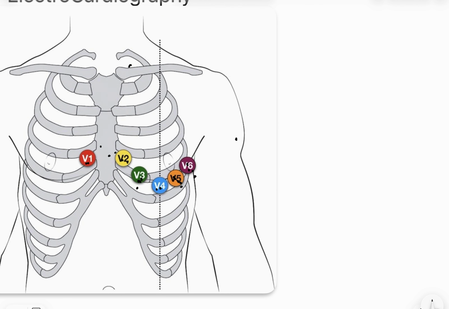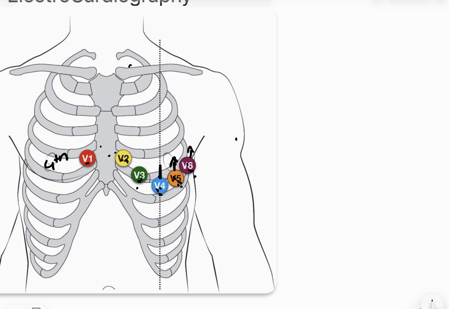V1 and V2 are in the 4th intercostal space. V3 is in the midline between V2 and V4. And V4, V5, V6 are in the 5th intercostal space, where V4 is at the midclavicular line. V5 is in the left anterior axillary line and V6 is in the middle axillary line.